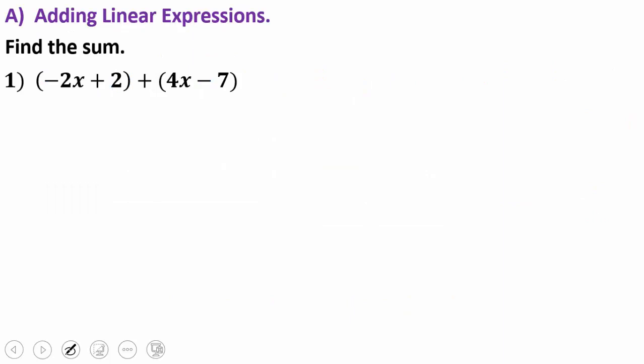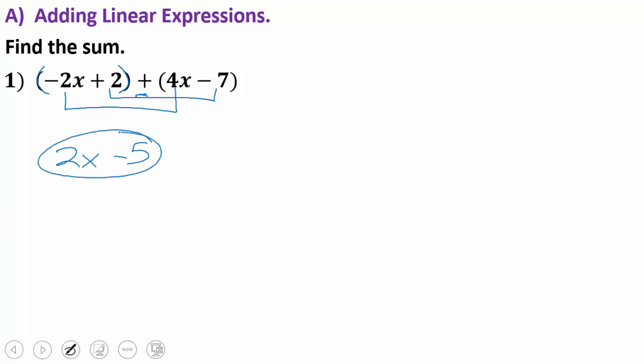We're going to find the sum of these expressions. How do I know we're adding expressions? The expression is designated by the parentheses. So this parentheses here says I have this expression negative 2x plus 2. And what am I going to do? I'm going to add it to another expression, 4x minus 7. So, if we're just combining like terms, we can do it horizontally, where we take the negative 2x and the 4x, and we say that that is 2x. And then we take the 2 and the negative 7, we add those together, and we get negative 5.